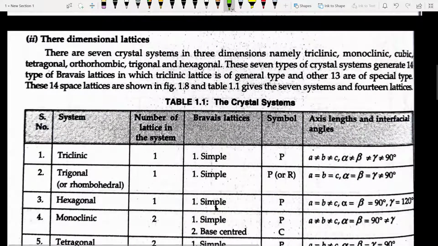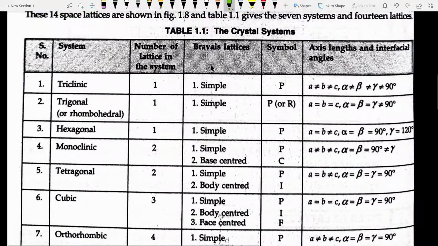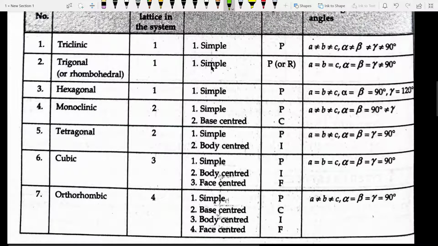Then we come to three dimensions. In three dimensions there are 7 crystal systems and a total of 14 Bravais lattices. The names of crystal systems are triclinic, monoclinic, cubic, tetragonal, orthorhombic, trigonal, hexagonal in nature. These 7 systems consist of 14 types of Bravais lattice, and all these are enlisted in this table.